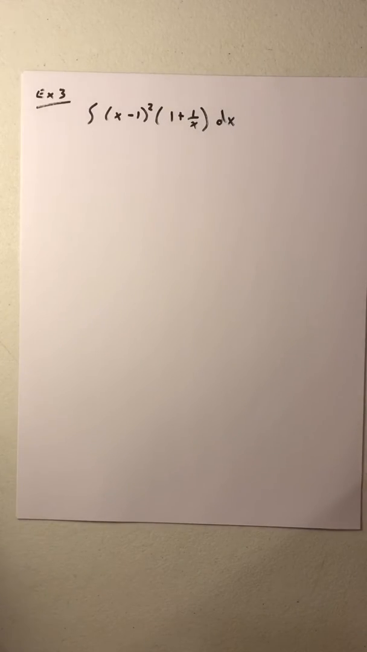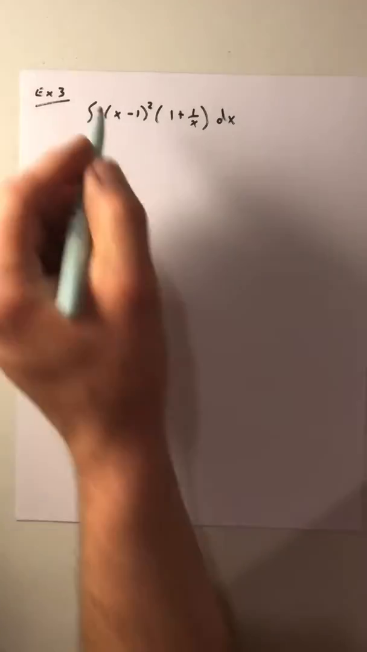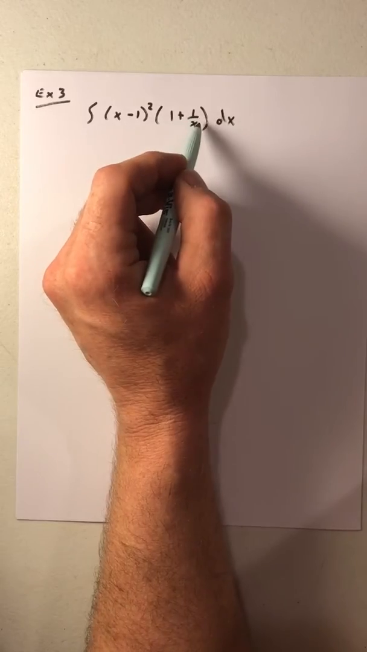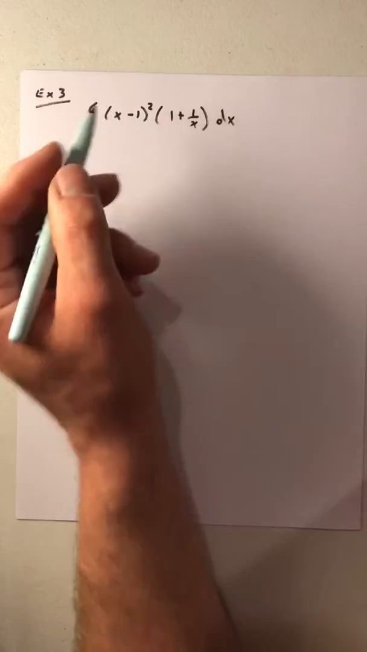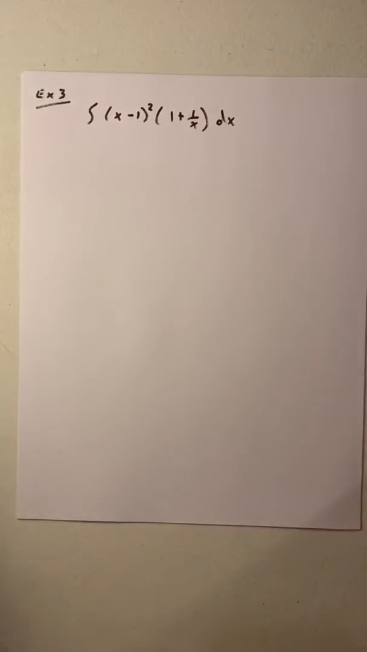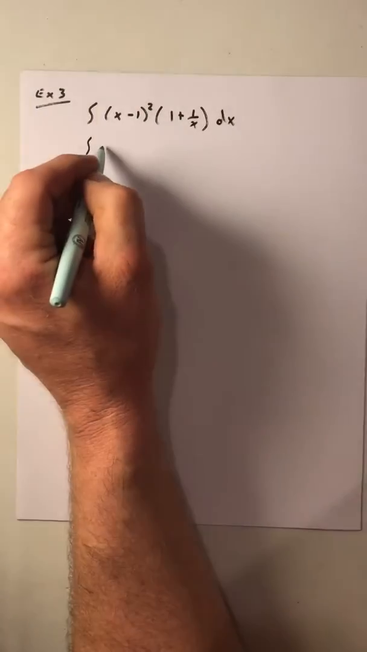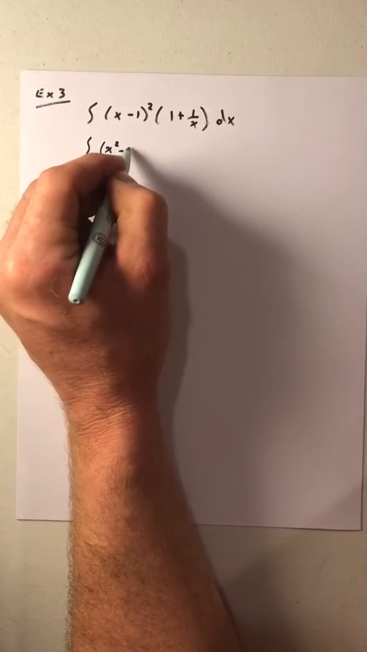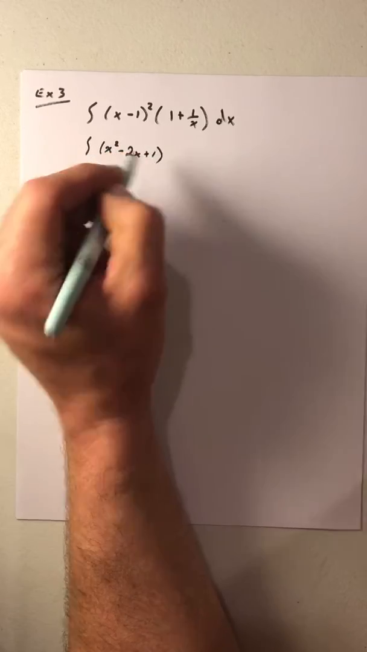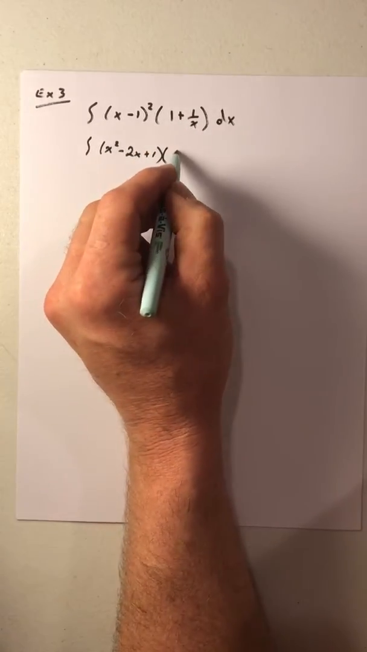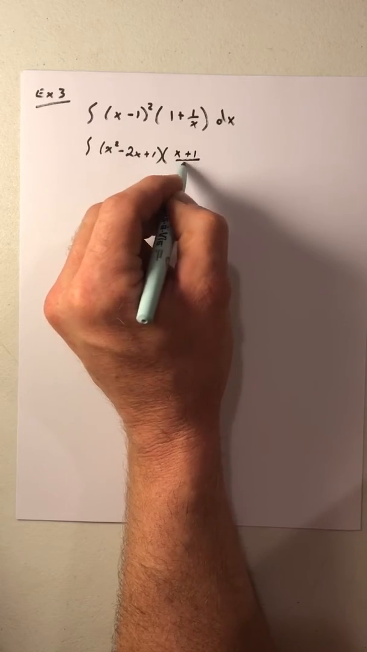In our last example for the day, we're going to get nice and ugly. So notice we have an x minus 1 squared, and we also have a 1 plus 1 over x, and we're going to multiply those two quantities together. With this, at this point in time, all we can do is multiply it out. If I multiply x minus 1 squared out, we have x squared minus 2x plus 1. With the 1 plus 1 over x, I can find a common denominator, which would be x plus 1 over x dx.